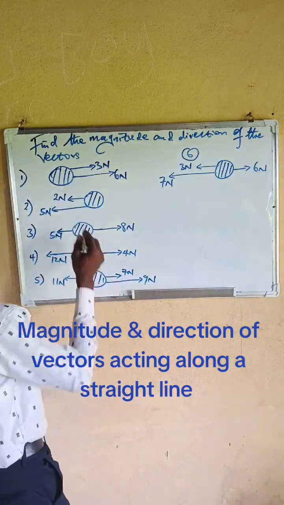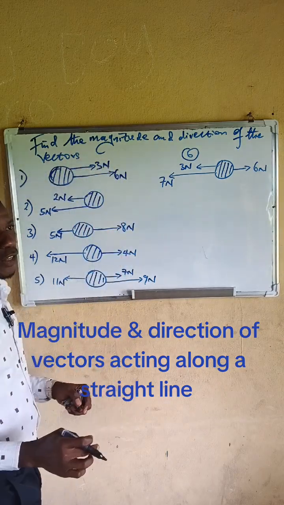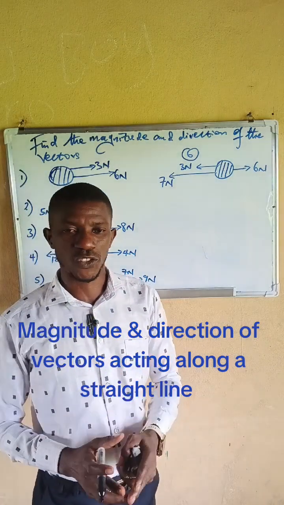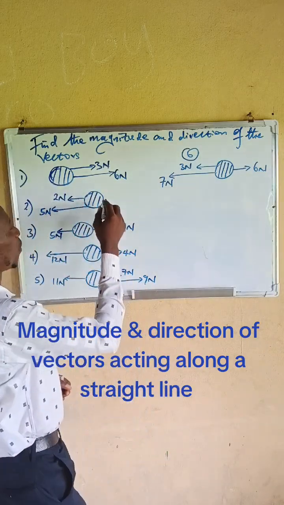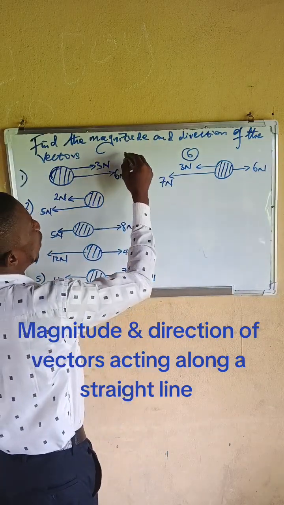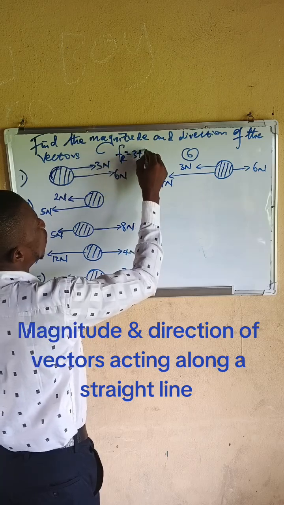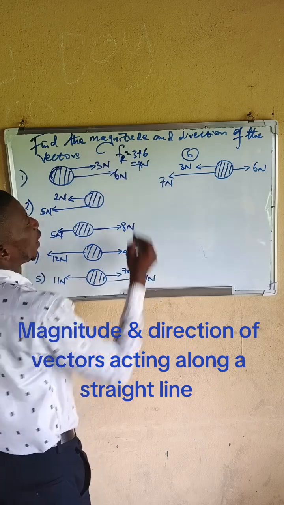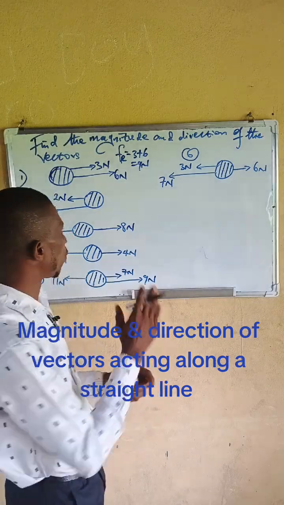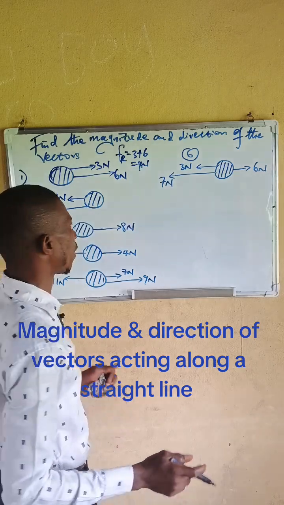Now look at this one. For number one, you have this. What is the magnitude here? If you check the magnitudes, these are vectors traveling along a straight line. So the magnitude here is going to be 3 plus 6, and that is 9 Newton. That is the magnitude here. And what is the direction? As you can see, the direction is towards the right. That is the direction.